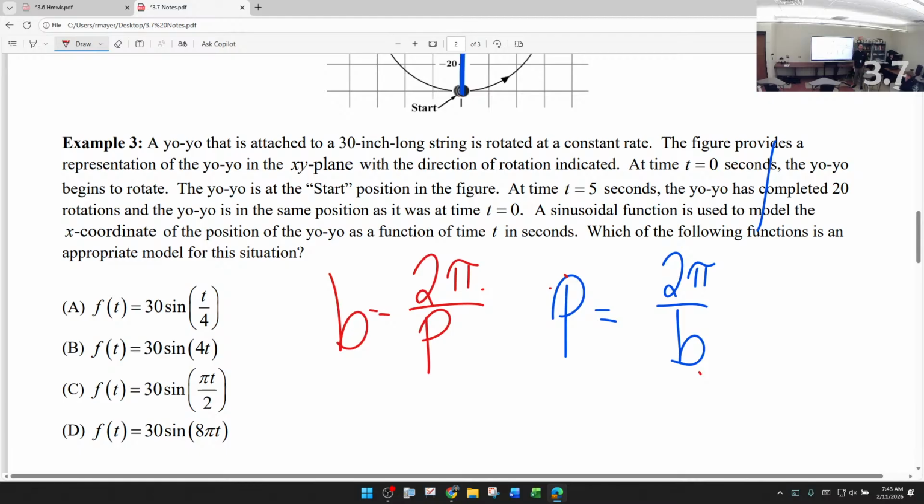I know the period. 4 seconds? 1/4 of a second? 1/4 of a second to go all the way around for one period. So this is 1/4. If this is 1/4 and I flip and multiply that thing, I end up with 8 pi. Sorry, not 8p.